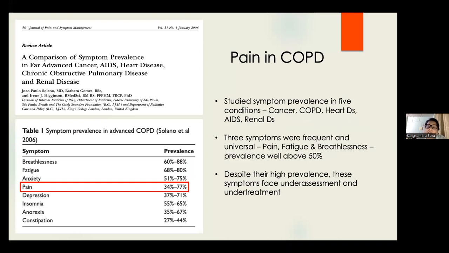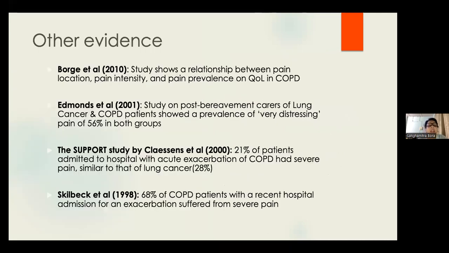Despite their high prevalence, there has been under-assessment and under-treatment of these pains. And this has a significant effect on the quality of life of patients suffering from COPD. There are other evidences; you can go through these papers. There is something from Bodge et al. in 2010, and they have shown a relationship between pain location, pain intensity, and pain prevalence on the quality of life of COPD patients. And I think this is the only study that I could find. There may be others also.